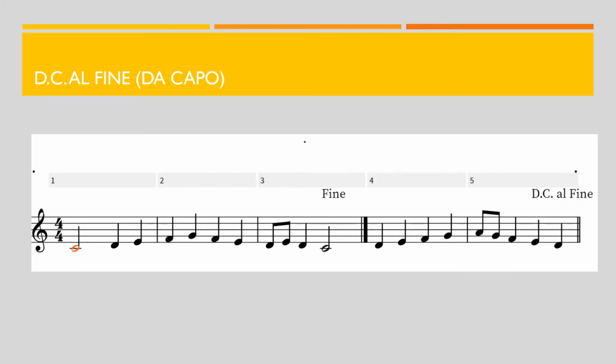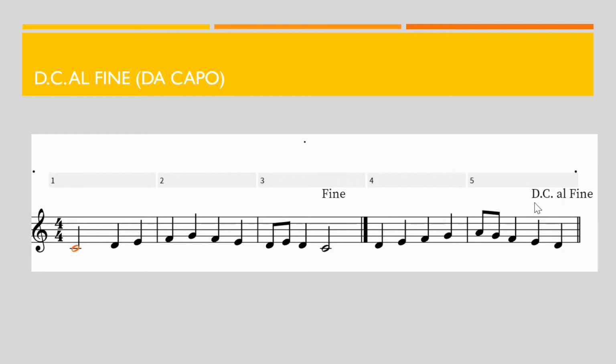Sometimes in music we'll see words instead of repeat signs. In this example, we see a double bar line in the middle of the example, which doesn't seem to make sense. You wouldn't sing measures 1, 2, and 3 and then stop, because then what would the point be of measures 4 and 5? What we actually do here is we sing past this double bar line, go to the end of measure 5, where it says DC al fine.